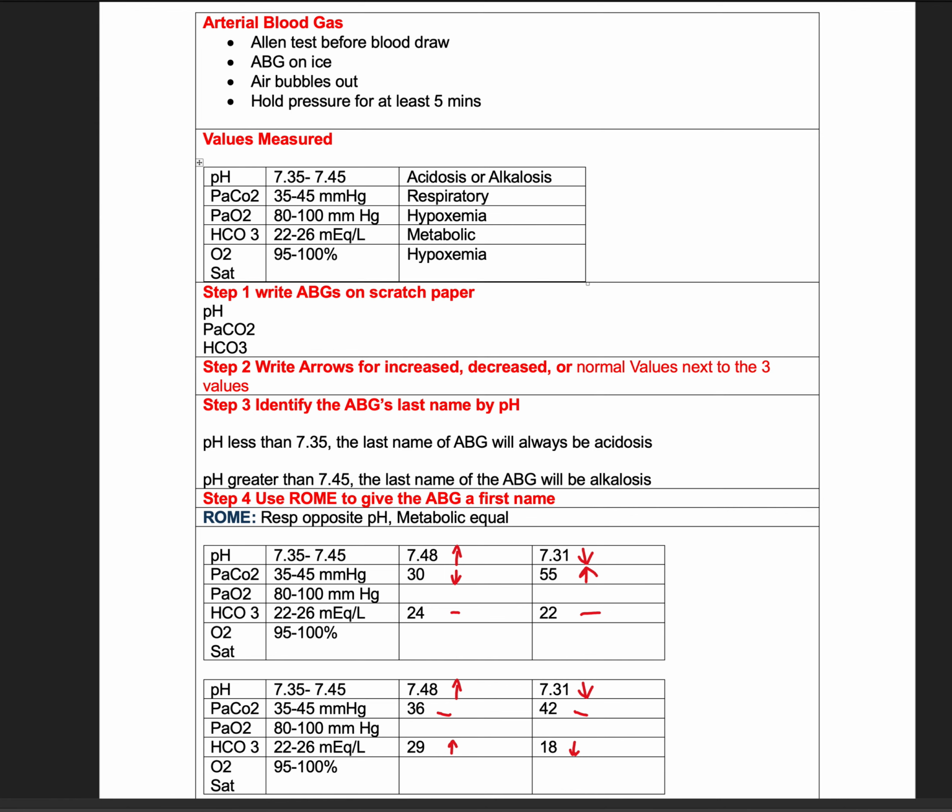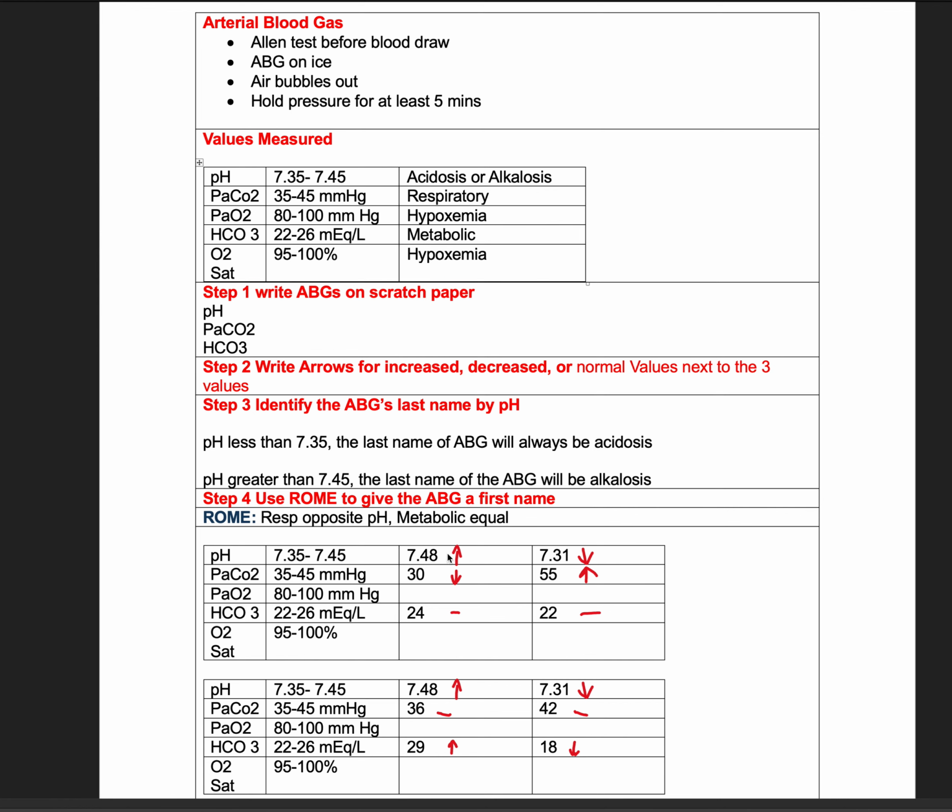So let's look at the first one here. I see 7.48, I'm going to put an up arrow. I see 30, I'm going to put a down arrow. And 24 is normal for the bicarb. So my last name is alkalosis. And since this is opposite, right? The PCO2 is opposite the pH. This is going to be respiratory alkalosis. Okay, you see how I did that?